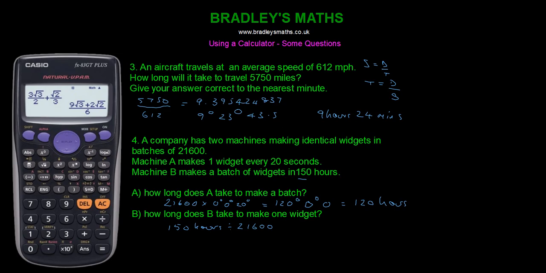This is 150 time for hours divided by 21,600 equals, and it gives you the answer directly in seconds. It gives you the answer like this. It says equals 0,0,25, and this is 25 seconds.